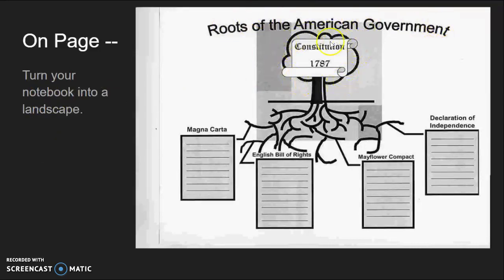You're going to draw a tree. You can do it really simple and title the tree Constitution of 1787. You draw the trunk and a few roots to the influential documents you'll learn about today. So title Magna Carta, English Bill of Rights, Mayflower Compact, and the Declaration of Independence. Please do not draw boxes. You may need more room to write the facts that you need, and you can do that afterwards.